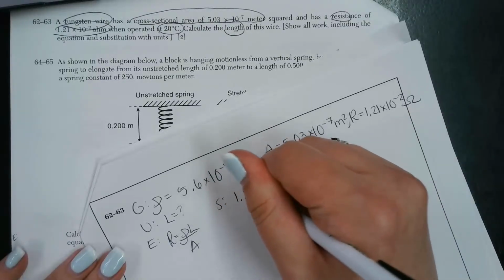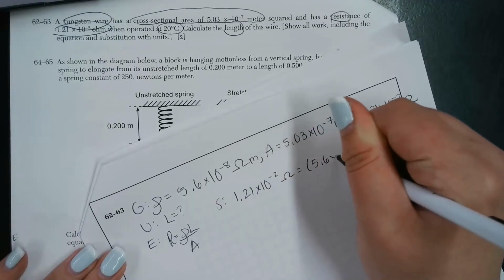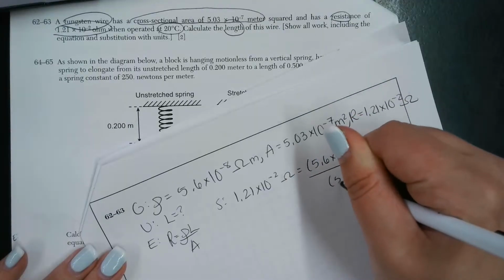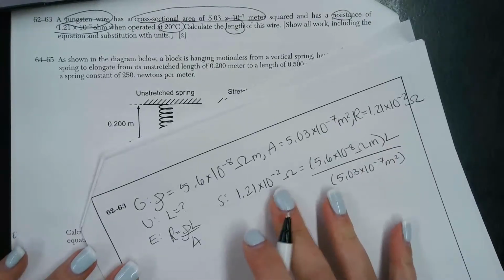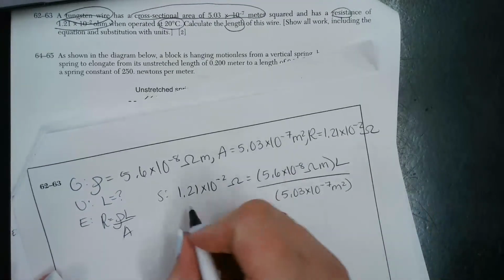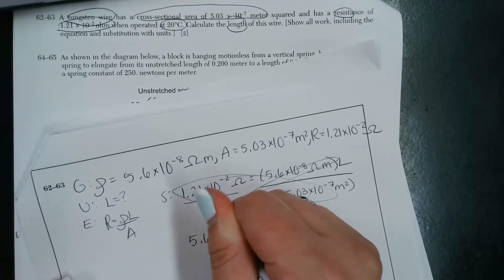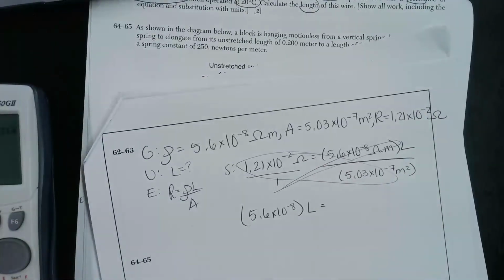So we have 1.21 times 10 to the negative 2 ohm equals 5.6 times 10 to the negative 8 ohm meter times L over 5.03 times 10 to the negative 7 meter squared. Okay, I love this. A ratio, not a ratio. Put it over 1. Cross multiply. So I'm going to have 5.6 times 10 to the negative 8 times L, and then I'm going to plug in whatever this is. So 1.21 times 10 to the negative 2 times 5.03 times 10 to the negative 7.